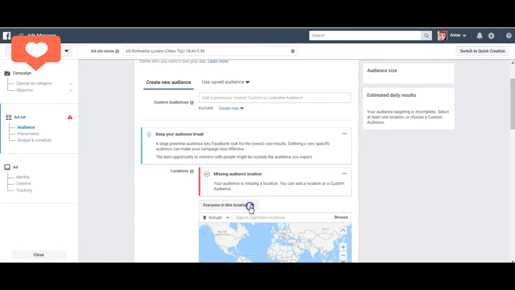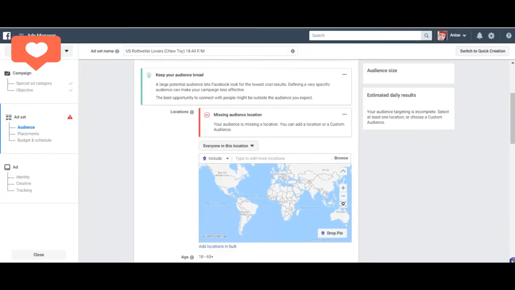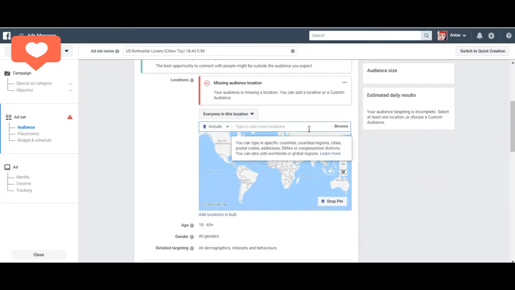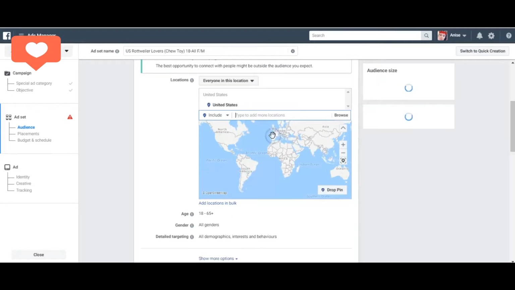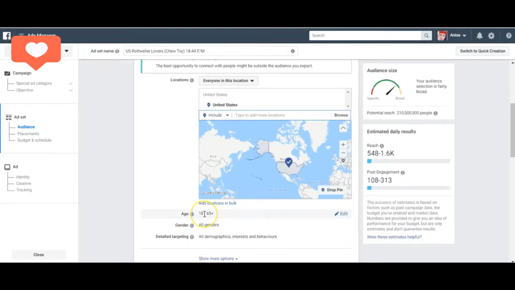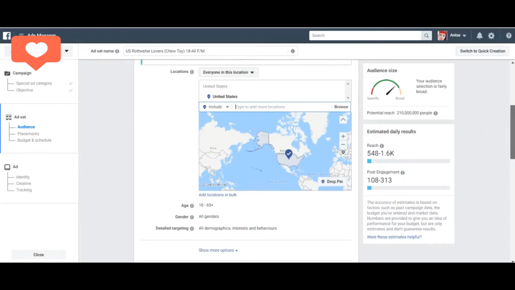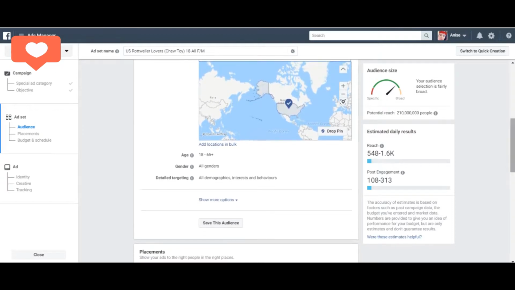So let's just click on down, include location, United States, yep. We could actually see if the USA comes up, country, region, yes, and we can go all genders, ages, demographics and behaviors. That's probably our most important.